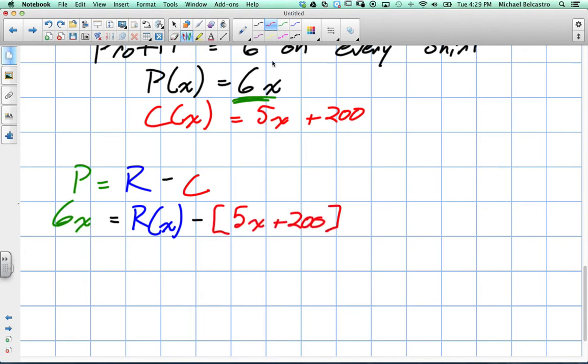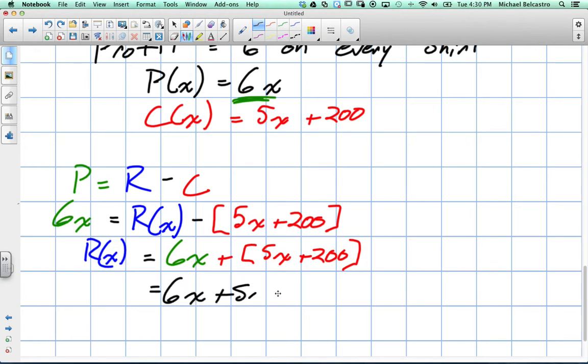Now we want to get r of x by itself, so when I move this to the other side, it becomes positive. I'm just going to put the r of x on the left here, and you tell me if this step is too confusing. Then it's 6x plus 5x plus 200. Does this make sense? It's the same idea if I moved it there; I just decided to keep the variable on the left. Great. So it becomes 6x plus 5x plus 200, which is 11x plus 200.